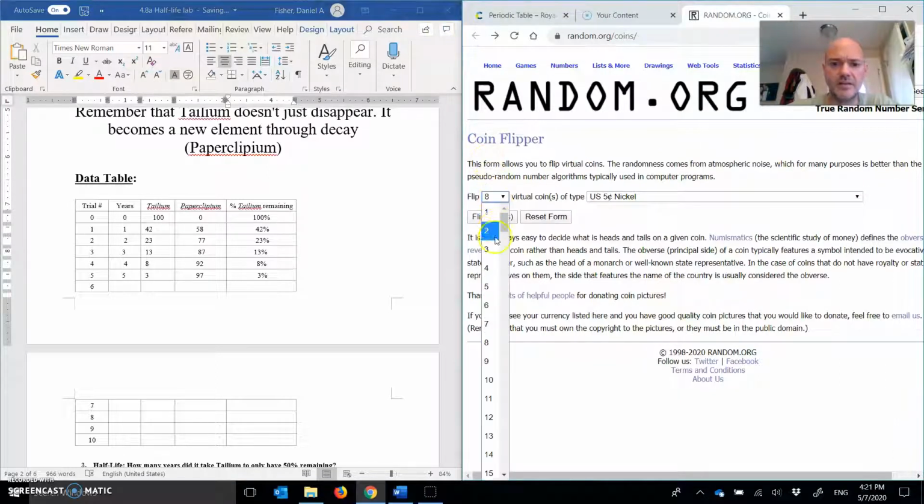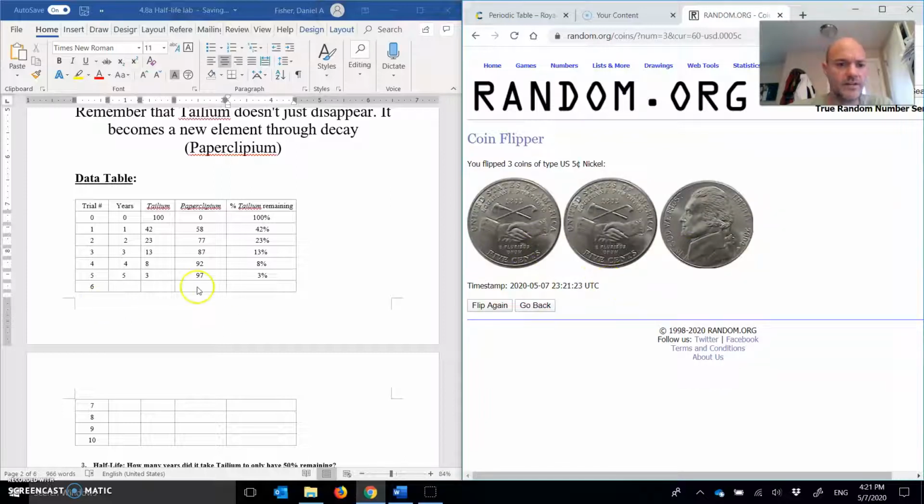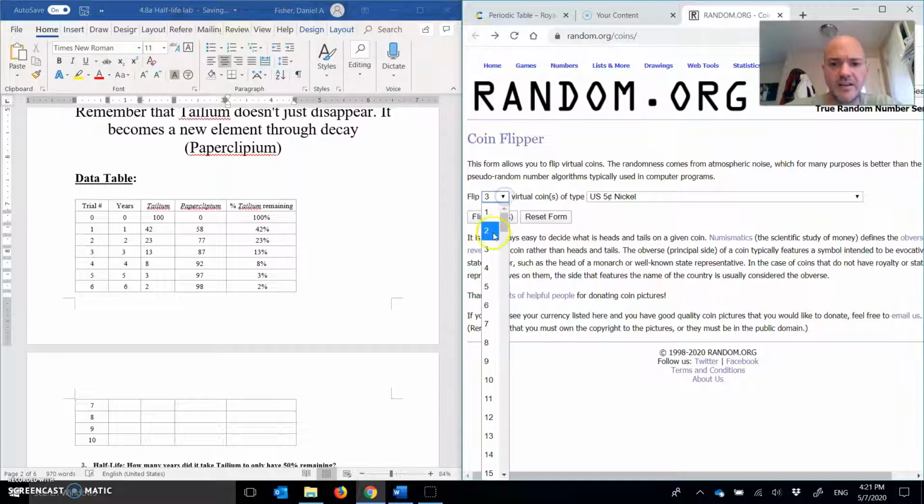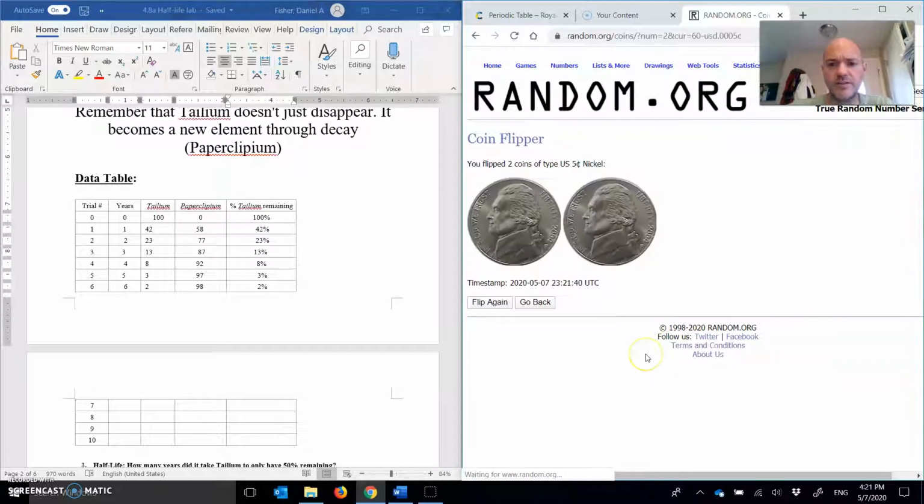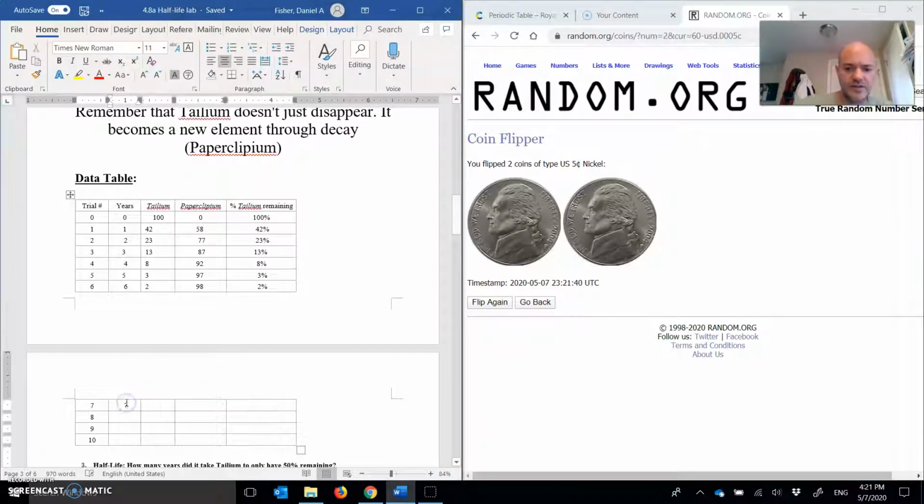Back. 3. Flip coins. 1 head. So I'm at 98, 2, so after 6 years, 2%. Back. 2. Flip coins. 2 heads. So now at this point, after 7 years, I have none left. I've got 100 paperclipium, 0% of the thallium remains. So it took 7 years for it all to disappear.